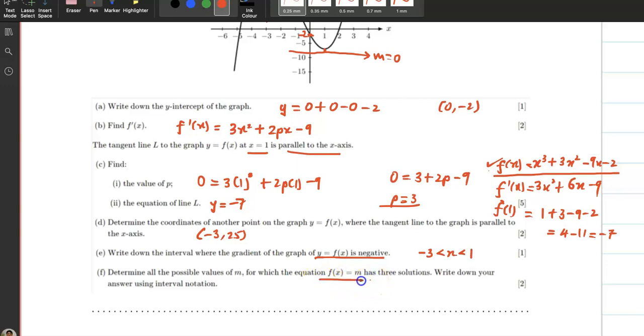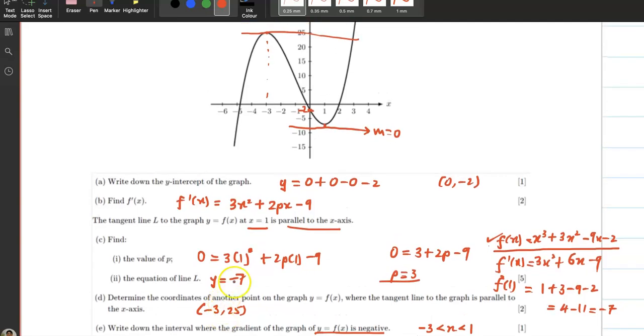f(x) is equal to m has 3 solutions. Write down your answer using interval notation. 3 solutions is what? The graph should cut it thrice. So here it's cutting it twice. When you draw this line, it's cutting twice. When will it cut thrice? 1, 2, 3. It will cut thrice here. So anywhere between minus 7 and 25, it will cut thrice.